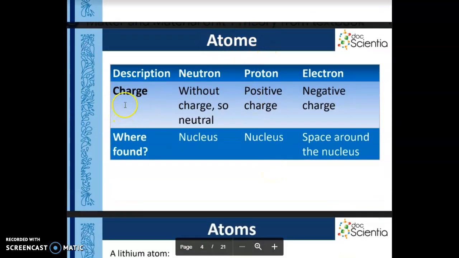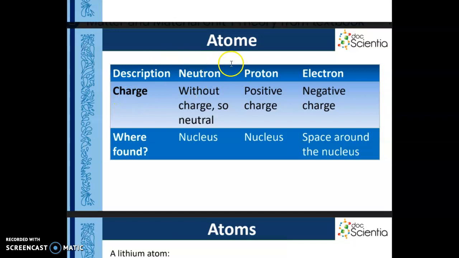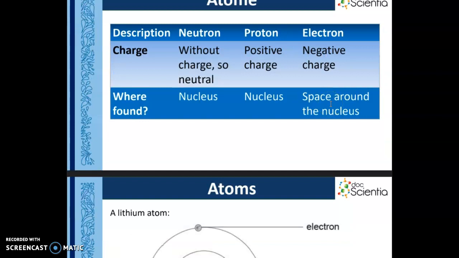Atoms. The charge. A neutron is without charge, so it's neutral. Proton is positive. Both start with a P. It's positively charged, and electrons are negative. It's the only one that's left. Where are they found? The neutron is found in the nucleus, and the proton is found also in the nucleus, and the electron is found in the space around the nucleus.